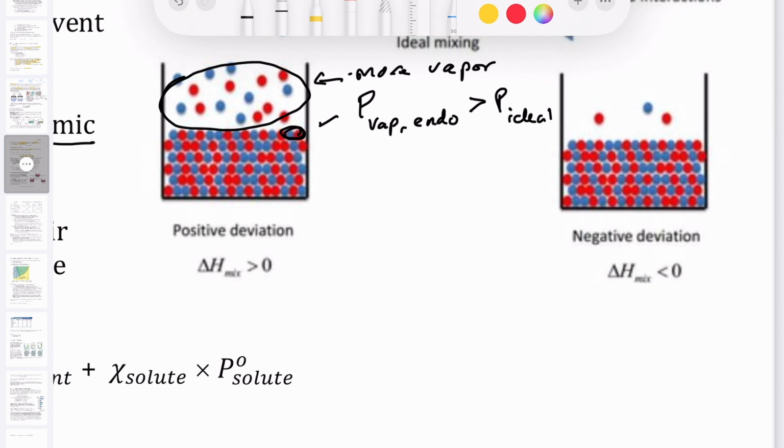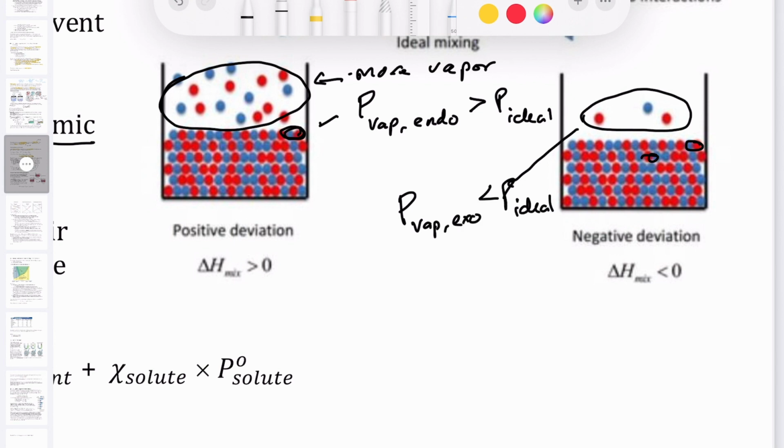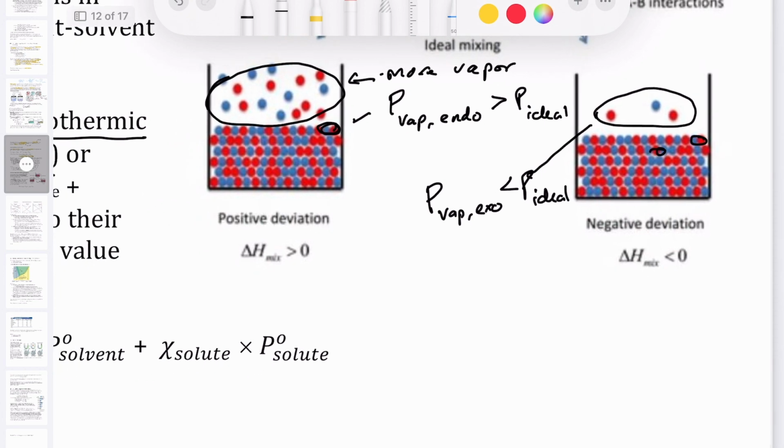An exothermic solution is the opposite. In the exothermic solution, the solute and the solvent have stronger interaction compared to solute-solute and solvent-solvent. Because they have stronger interaction, they're kind of stuck in the liquid phase. They're really interacting strongly with each other, which means that few of them will be able to escape. And so in the case of an exothermic solution, the P vap of the exothermic solution is going to be less than the vapor pressure we calculate in the ideal solution, which is the one in Raoult's law.